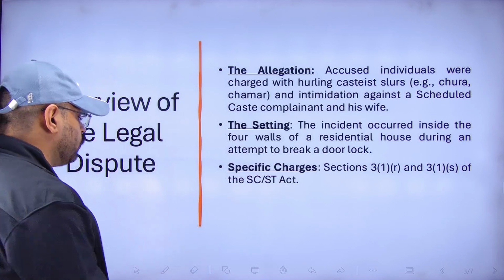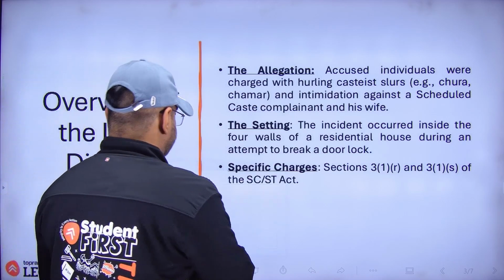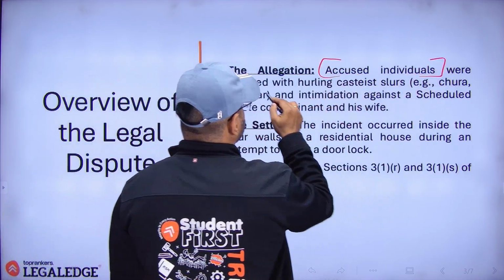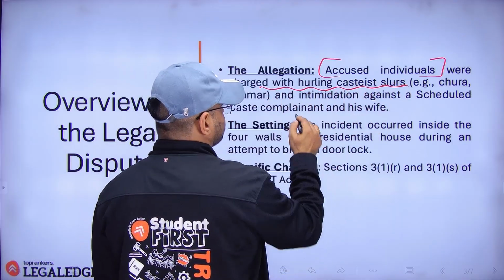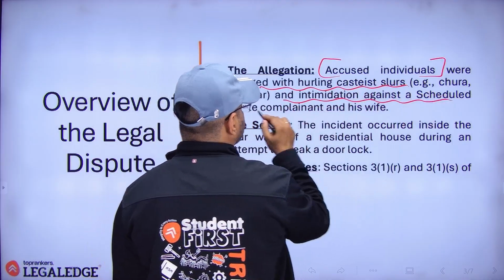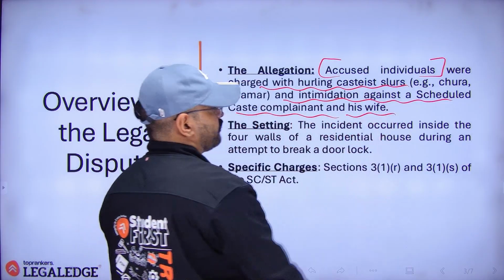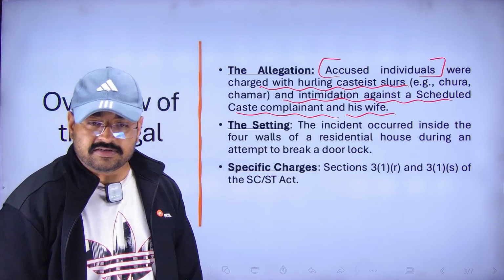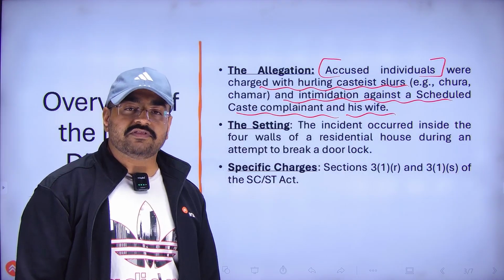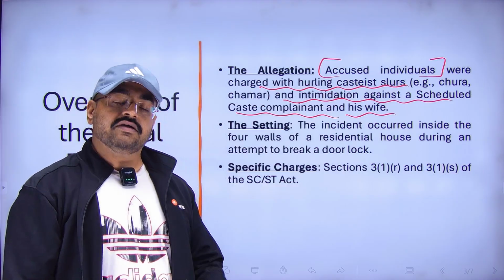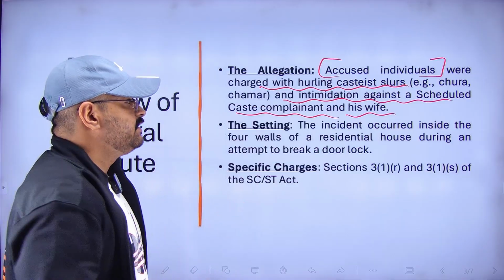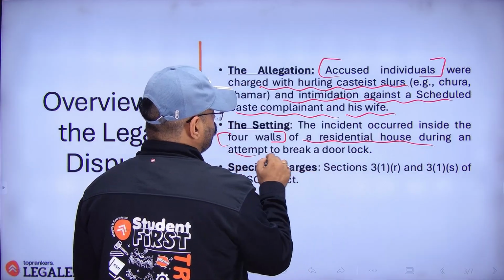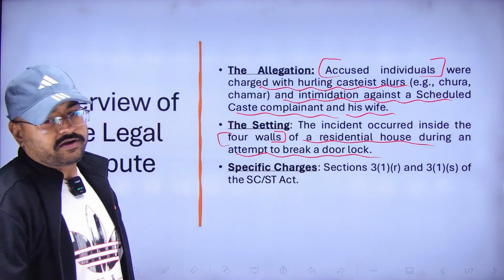ठीक है? So allegations क्या थे इस case के under? The allegations were that the accused individuals were charged with hurling casteist slurs and intimidation against the scheduled caste complainant and his wife. कहां पे ये incident हुआ? The incident occurred inside the four walls of a residential house during an attempt to break a door lock.